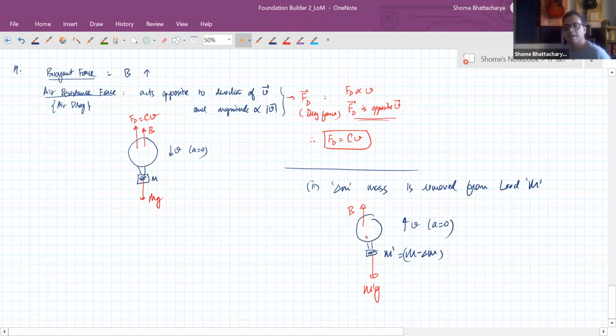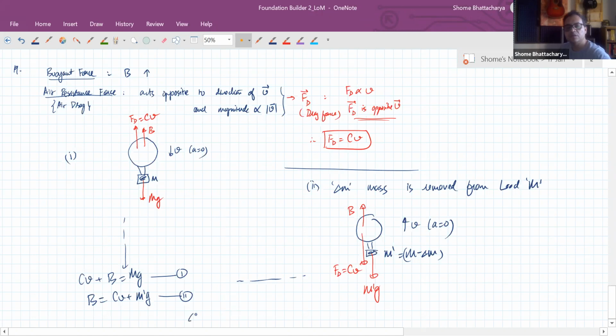Okay, and this time drag force will be in which direction? It will be downwards because the velocity is upwards. So that drag force will again be C into V because the magnitude of the velocity is the same. And the acceleration is zero in both the cases. So case 1 and case 2, you just make the two free body diagrams and you'll be able to figure out. So in this one, you're getting drag force plus buoyant force is equal to capital Mg. And in this one, you're getting buoyant force is equal to the drag force plus M prime G.